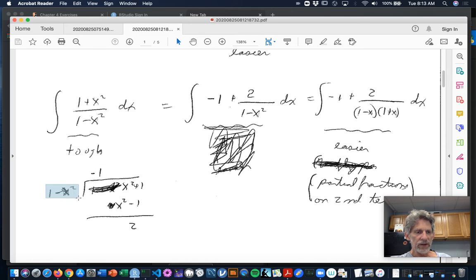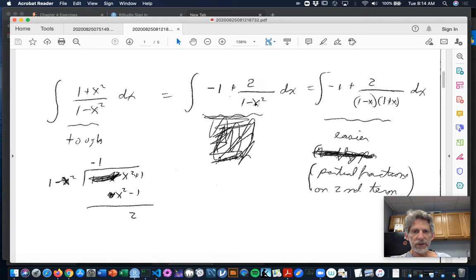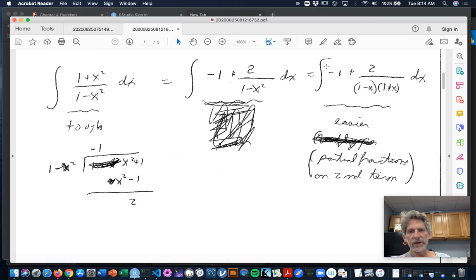If I multiply 1 minus x squared by minus 1, I will get a plus x squared and a minus 1. And when I subtract off, the x squareds cancel. Plus 1 minus a minus 1 is a 2. There's my remainder. And so this fraction is the quotient of minus 1 plus the remainder over the denominator. So that's a little simpler. And then we look at this difficult fraction and try to make the denominator simpler by factoring it. And then we realize, hey, this is going to be a lot easier. The antiderivative of this piece is easy to find, minus x. This piece is ripe for the partial fractions technique with distinct linear factors, so that's great.